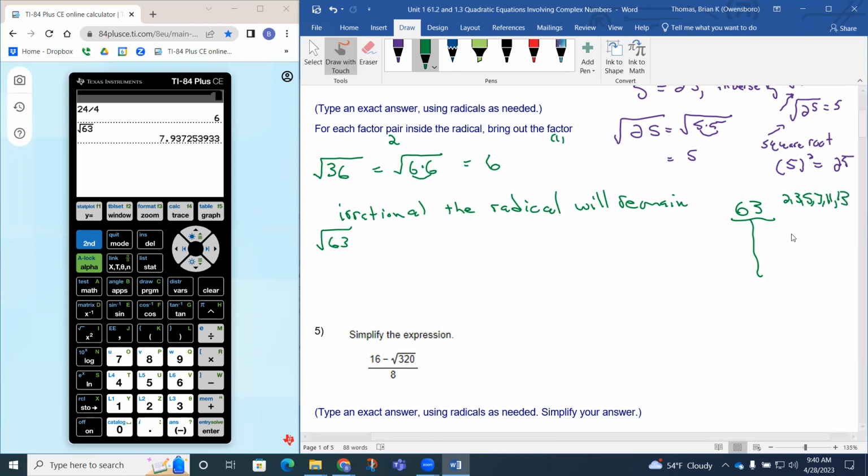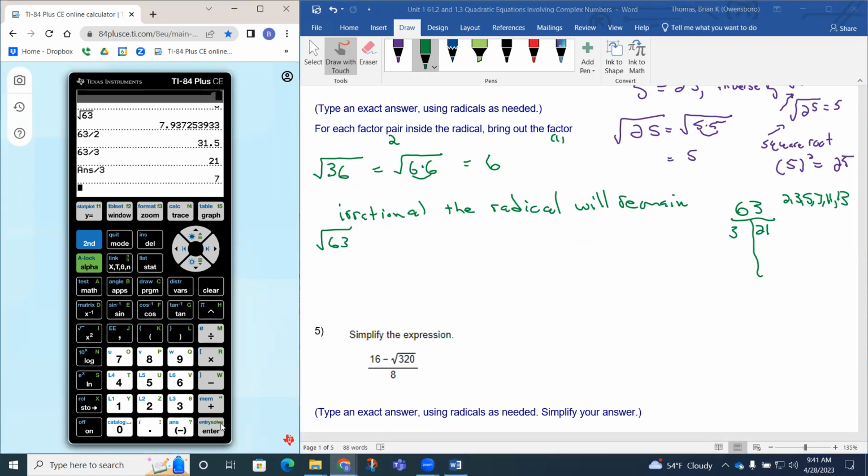Notice that 2 doesn't go into 63 evenly, because remember, 2 only goes into even numbers. So 63 divided by 2 is not going to give me a whole number. The next prime number I'll be looking at is 3. 63 divided by 3 gives me 21. So 3 is a factor of 63. The remaining factor is 21. But notice that the 21 can also be factored with the 3. 21 divided by 3 gives me 7. Now notice the 7 is a prime number, so the only thing that's going to go into 7 is itself. So 7 goes into 7 one time.